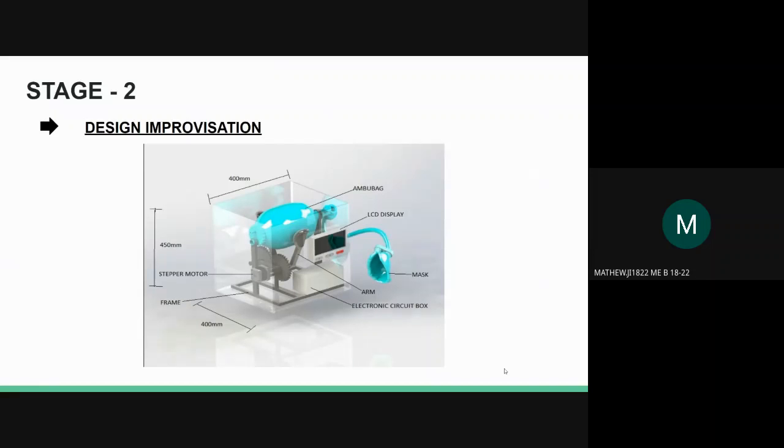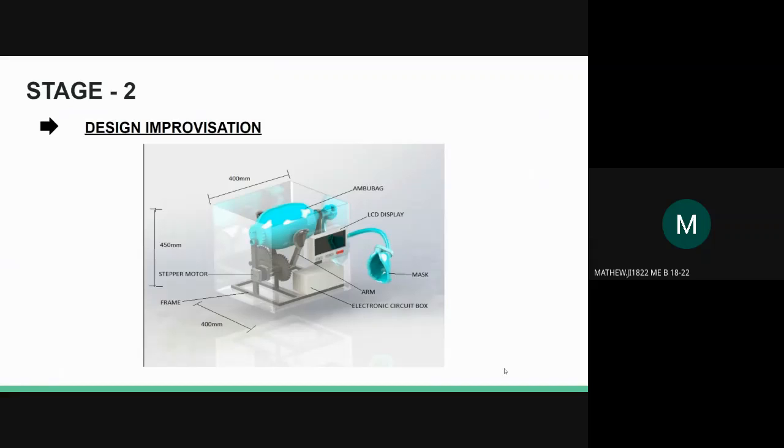Stage 2: Design Improvisation. The improved design has drastic changes from the initial design. The rack and pinion mechanism has been replaced by a simple gear train mechanism with a pair of arms. The main aim of changing the design was to mimic the exact action of pressing the Ambu bag using the hands itself.